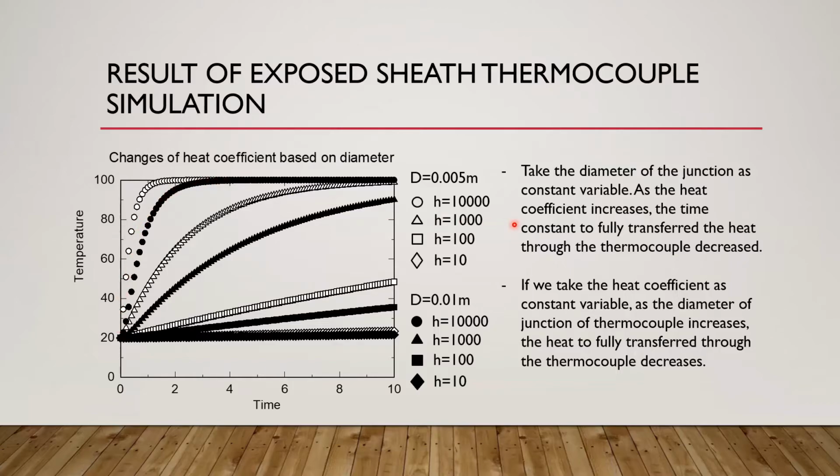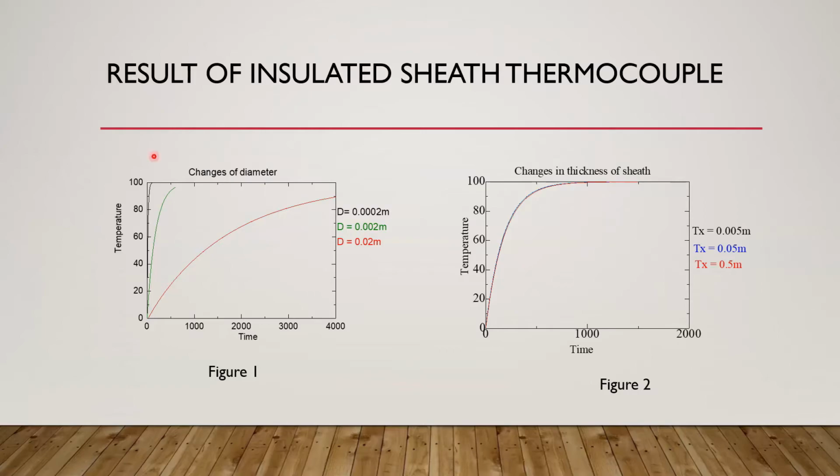And let's say we put it for case 2 where we take the coefficient as a constant variable, so that means we only need to compare the white color shade with the black color shade. So when the diameter of the junction of the thermocouple increases, the time for the heat to fully transfer through the thermocouple increases as well. So this is the result that we can conclude from case 1, the exposed sheet thermocouple, using this simulation.